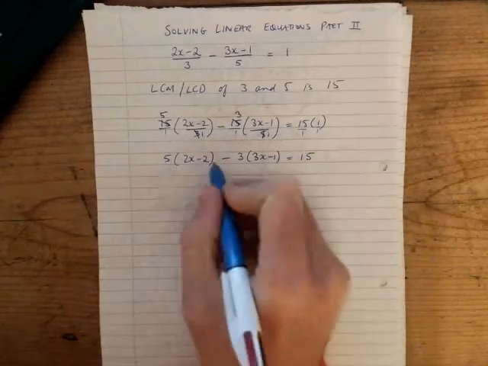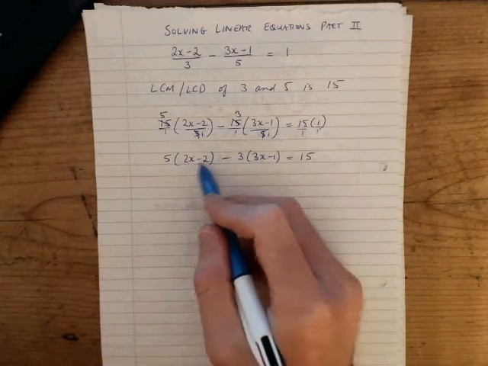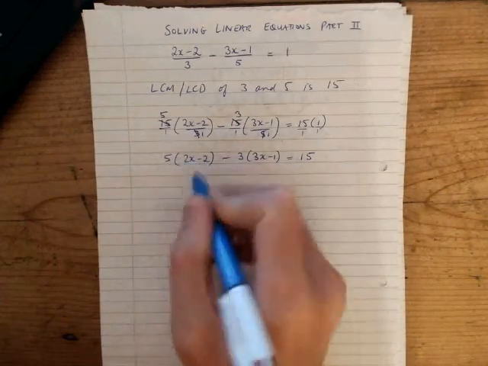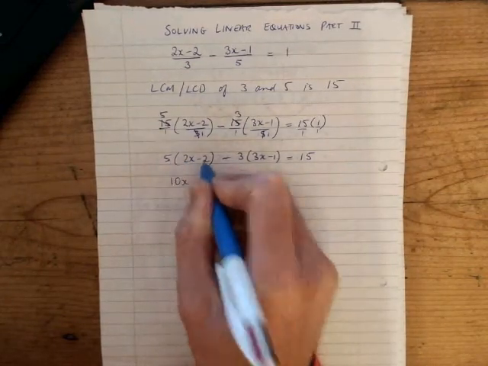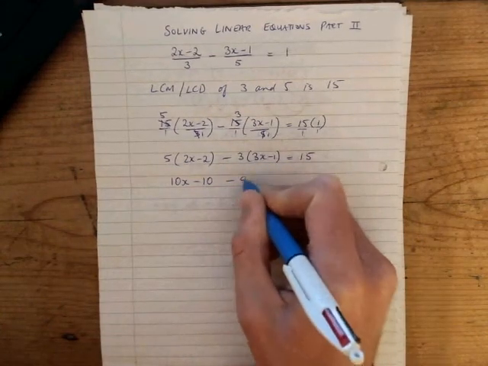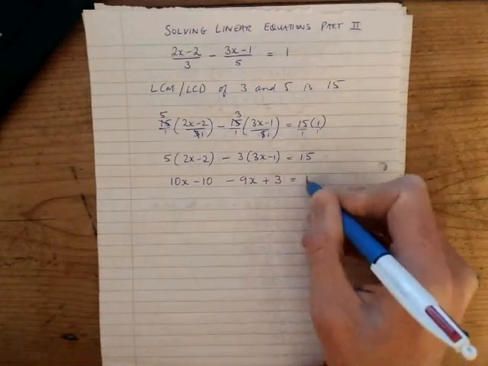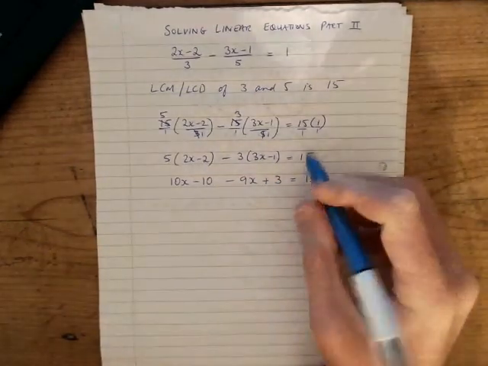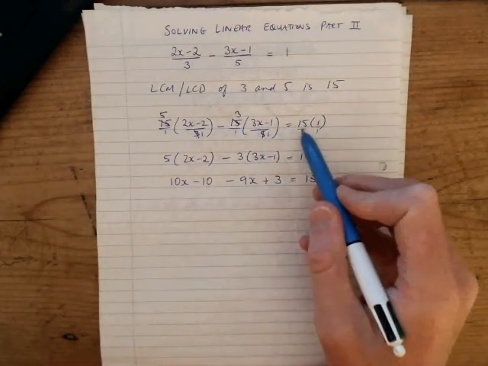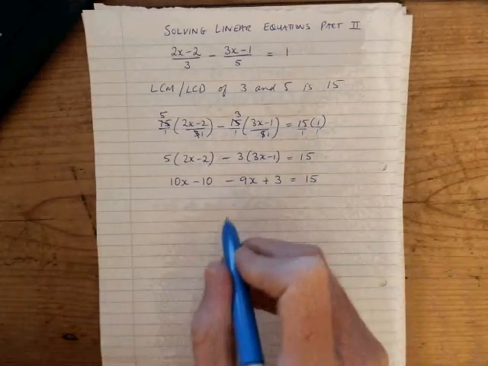Because the x's are locked inside these brackets, we now have to multiply out, or expand, the brackets. So 5 multiplied by 2x is 10x, and 5 multiplied by minus 2 is minus 10. Minus 3 by minus 3x is minus 9x, and minus 3 by minus 1 is plus 3. On the other side we still have our 15. It's crucial that you multiply everything, left side and right side, by 15, not forgetting the 1 on the right hand side.